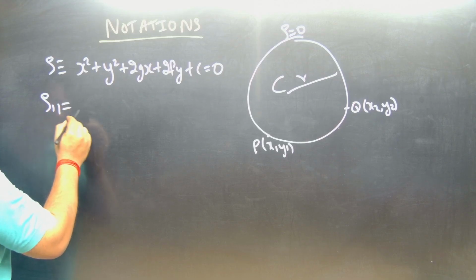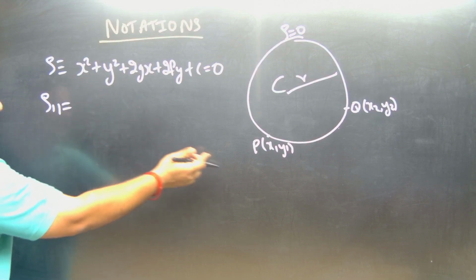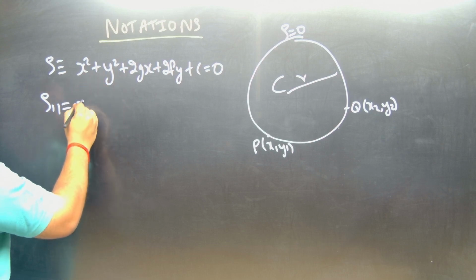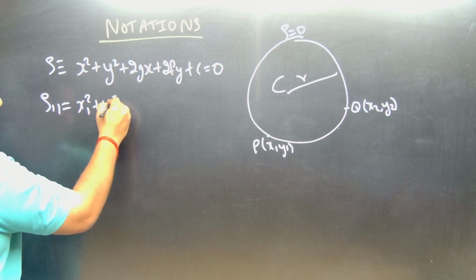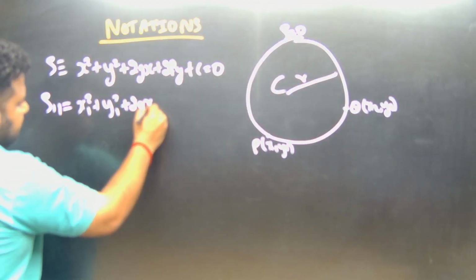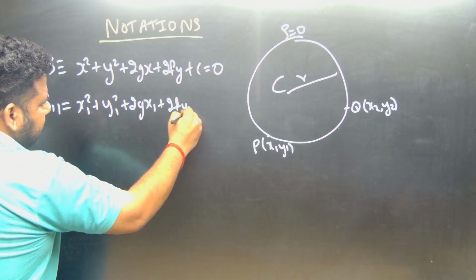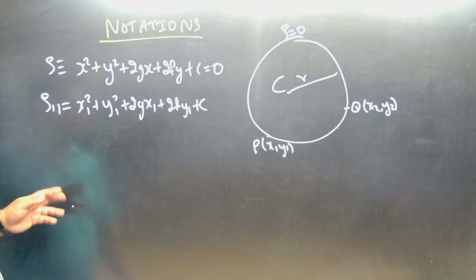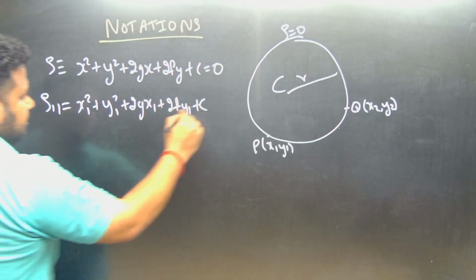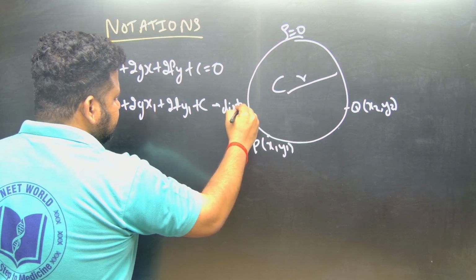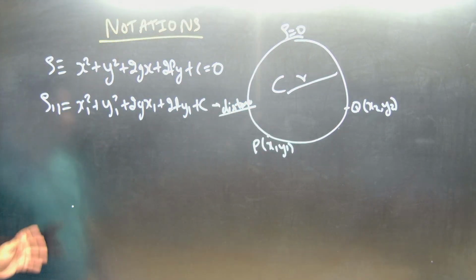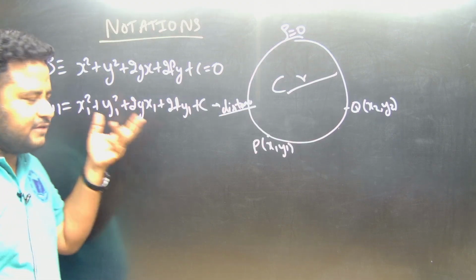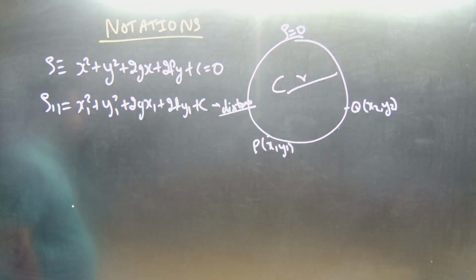S11. S11 is nothing but, wherever x is there, substitute x1, wherever y is there, substitute y1. So that will become x1 whole square plus y1 whole square plus 2g x1 plus 2f y1 plus c. You will not equate to 0, you will get some numerical value here, some distance value, like square root of 2, 3, 4, 5, any numerical value if you do S11.